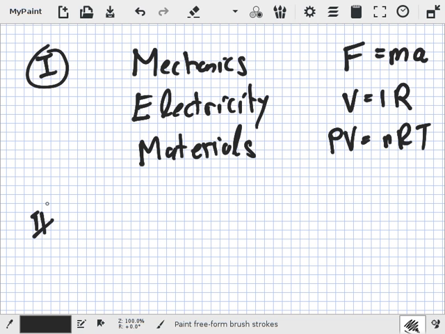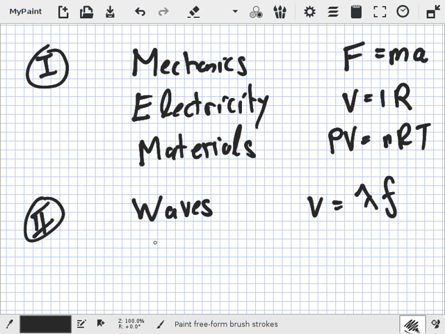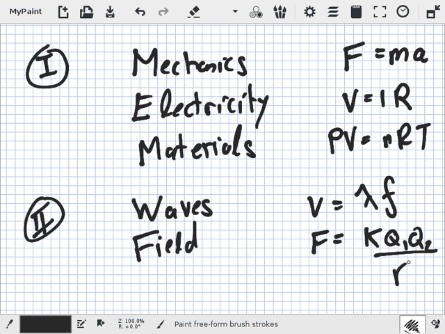Semester 2, we'll start with waves. It's not so bad of a topic, is it? So that would be something like v equals lambda f. And then we'll go on to fields. So that's like magnetic and electric fields. An example here, one you might have seen: k Q1 Q2 over r squared.